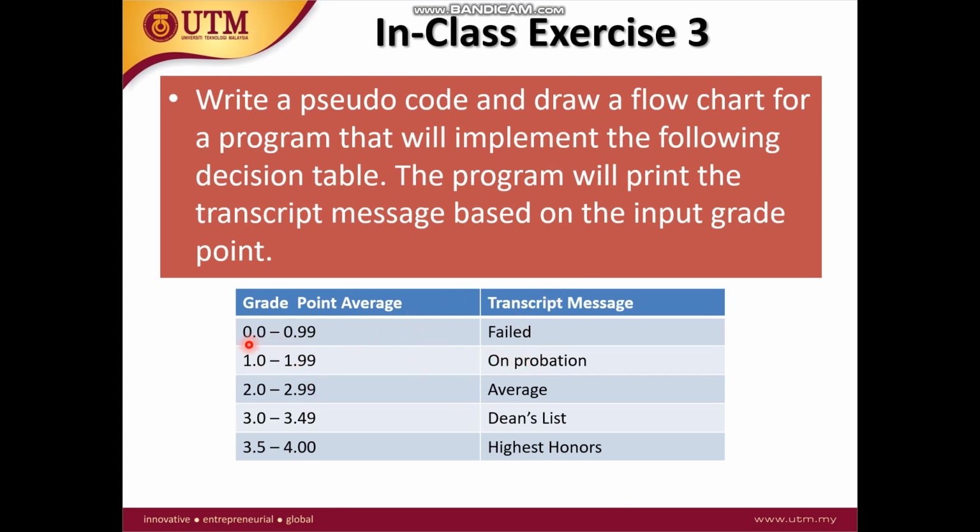If the student gets the grade point between 0 and 0.99, you are getting fail. If between 1 up to 1.99, on probation, 2 and this value average, dean's list and highest honor. So you are supposed to write a flowchart and the pseudocode in order to implement this.